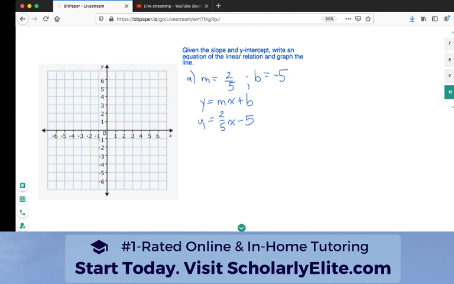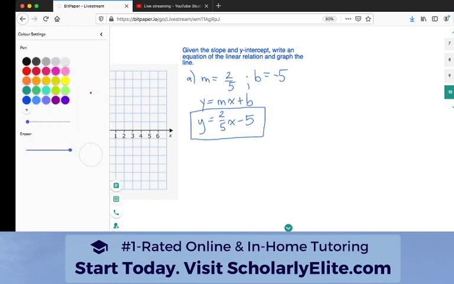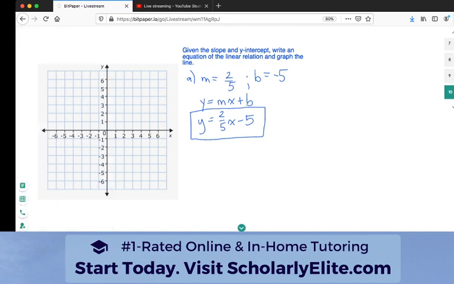And I know that this is my situation. Okay, so this is the first part of the question. We've written the equation of the line. Excellent. Now what we need to do is go ahead and graph this line. Well, I already know one of the points on my graph, very simply, because I know the y-intercept.